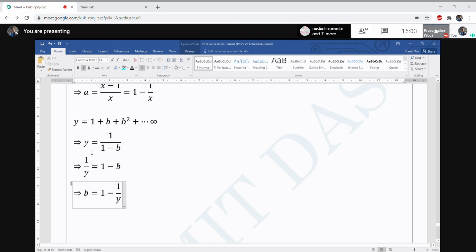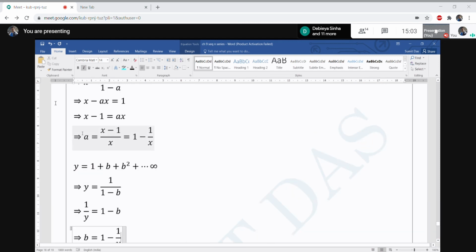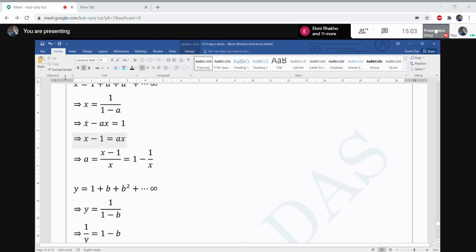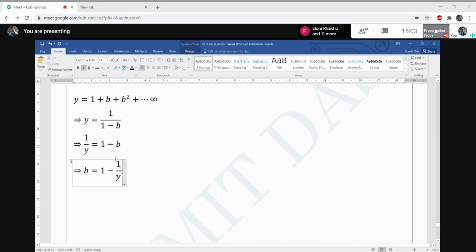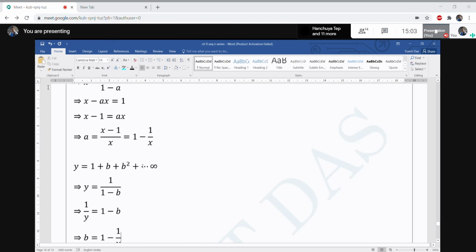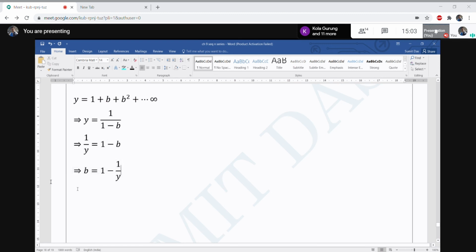I'm taking the b to the left hand side, and taking the 1 by y to the right hand side. So it is a 3 step method, which is better. Here there were 5 steps. Yes, this is easy to do. If you are having doubt, you can use the previous step also. Basically we have to find the a and b values.